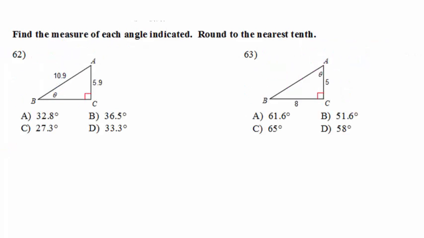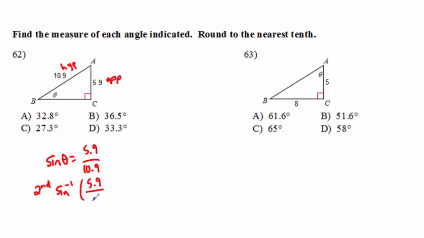We're trying to find theta, and so we look at what sides they gave us. Here we have opposite and hypotenuse. So we're going to say sine of our angle theta equals 5.9 over 10.9. To solve for theta, we go on the calculator and press second sine, which gives us the sine inverse button, and then type in 5.9 divided by 10.9. Make sure you're in degree mode for this. Our answer is 32.8, which is A.